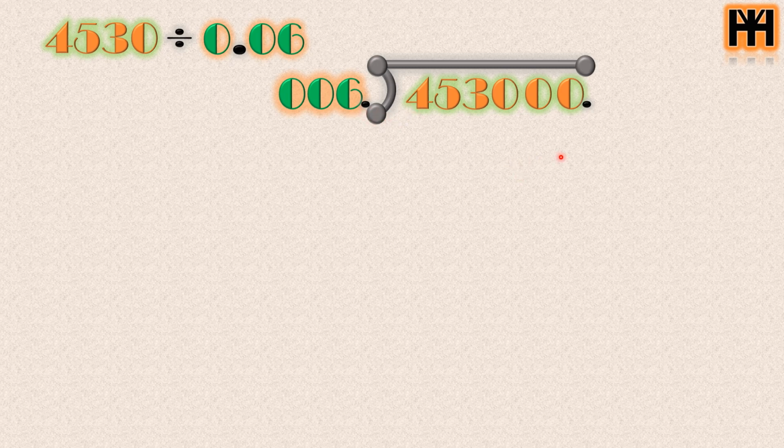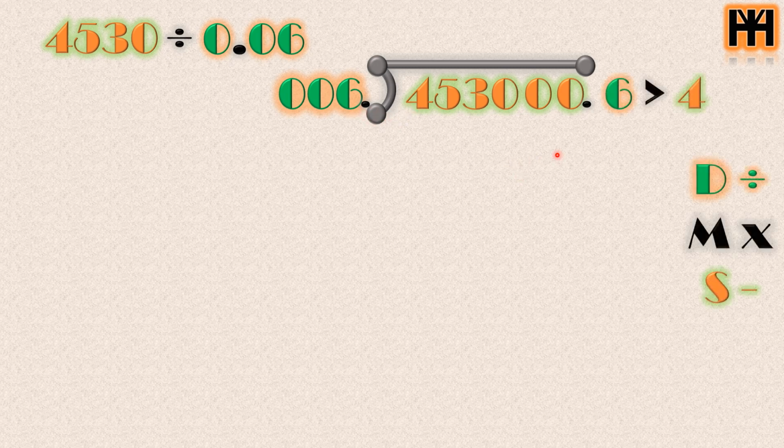So 4 divided by 6 can't be, because 6 is greater than 4, so we'll have to place 0 here. Then 45 divided by 6 is 7. And let's go to the multiplication. 7 times 6 is 42. Okay, let's subtract them. 45 minus 42. The answer is 3. And we'll take this 3 down.